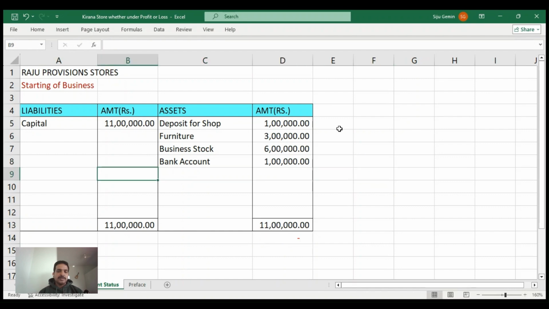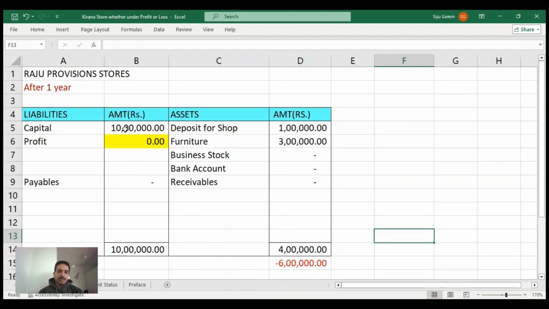See, this is the starting of the business. He brought in 11 lakh rupees. He gave the deposit to the shop owner. He purchased furniture. He purchased stock for the business, and deposited 1 lakh. Let's see, after 1 year, he wants to know his current status, whether he is doing the business profitably or not. Let's go to after 1 year.